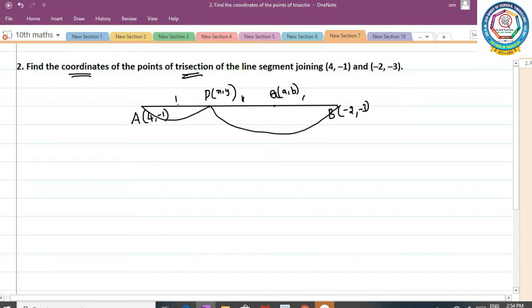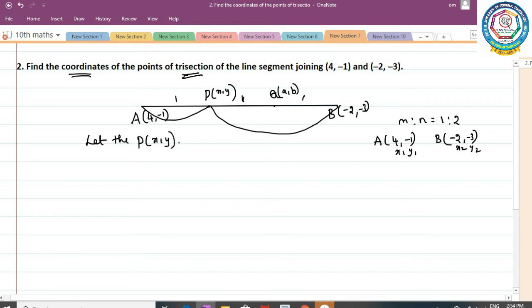So what ratio will come? 1:2. So the ratio m is to n is 1 is to 2. What are the coordinates? A of (4, -1), this is x1, y1. Then B of (-2, -3), this is x2, y2. So the coordinates are that, the ratio is that. We are going to apply the section formula. Let the point P of (x, y) be the required point.